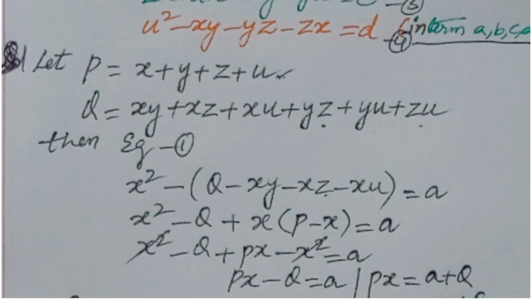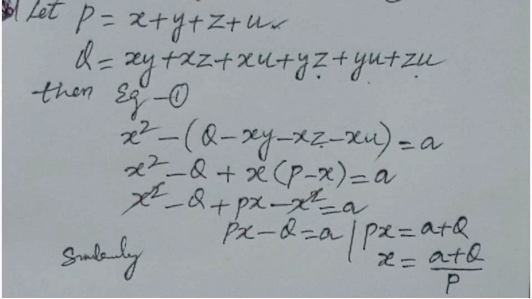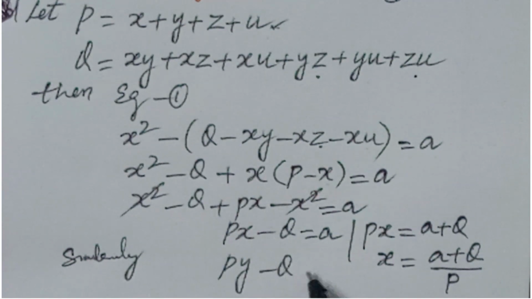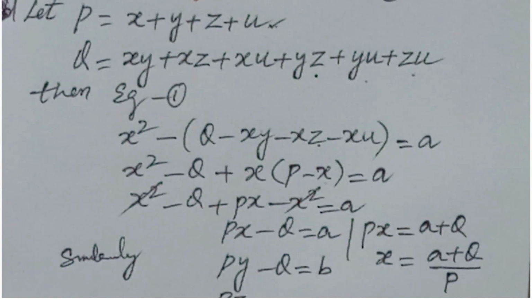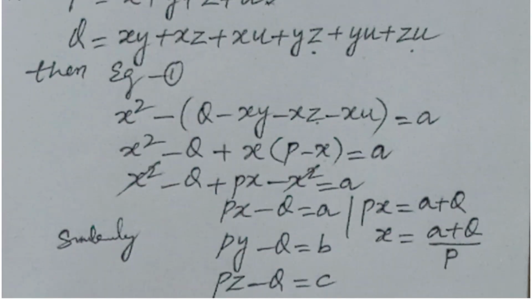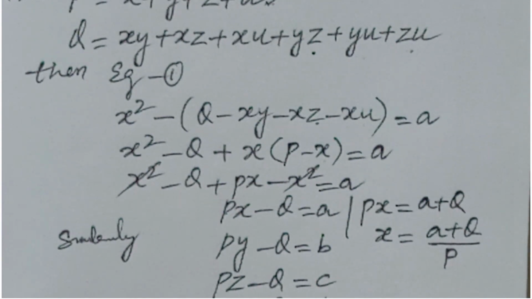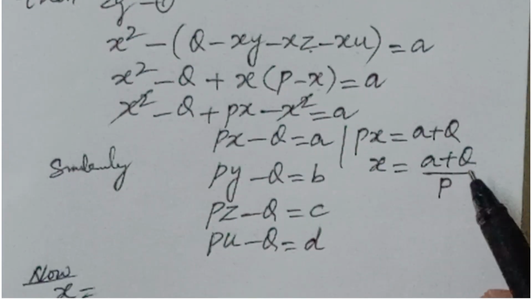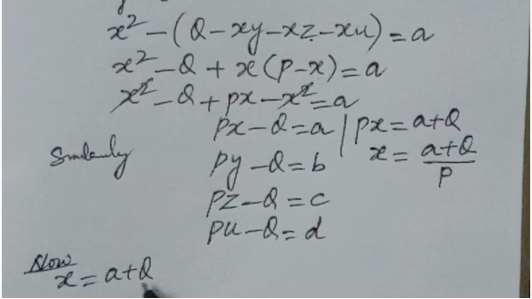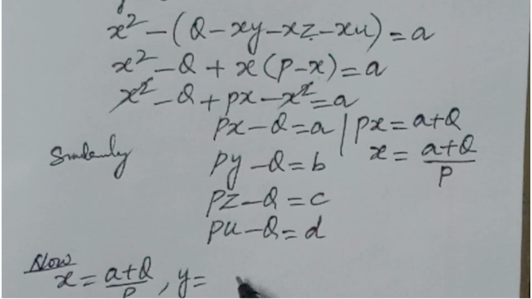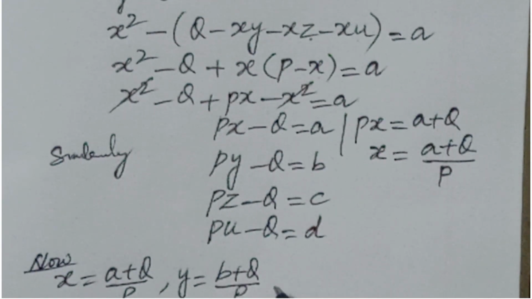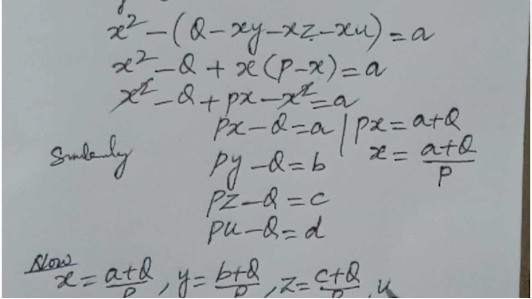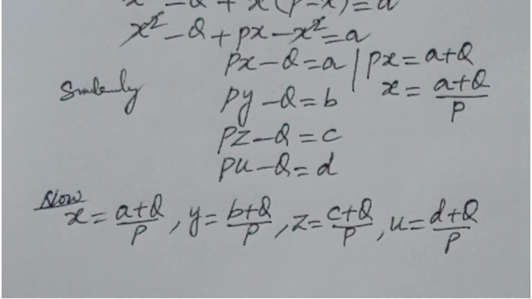Now, similarly, you can write py − q equals b, pz − q equals c, and pu − q equals d. So x will be (a plus q) by p, y will be (b plus q) by p, z is equal to (c plus q) by p, and u is equal to (d plus q) by p. So these are the four values.